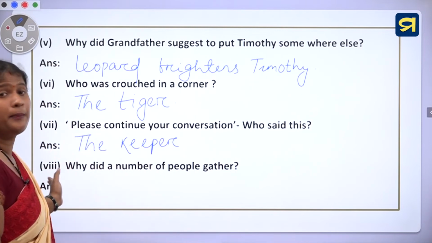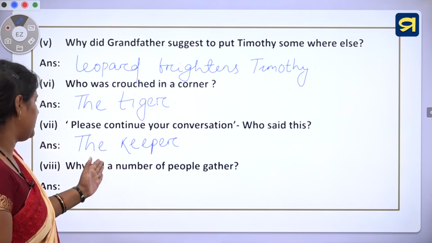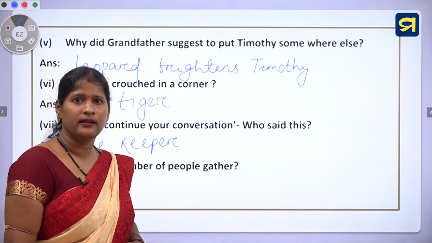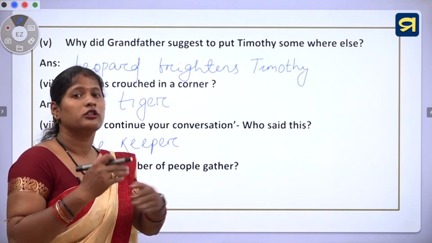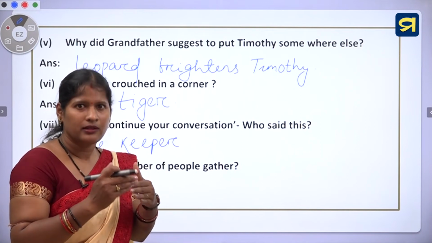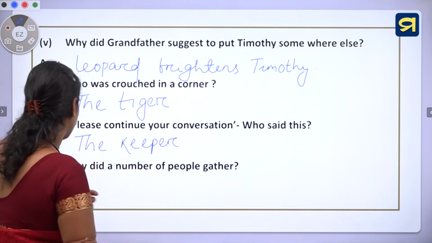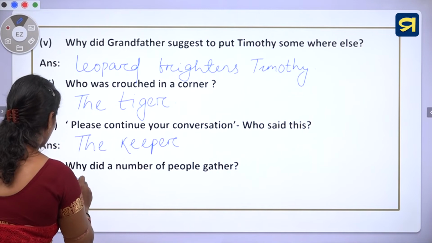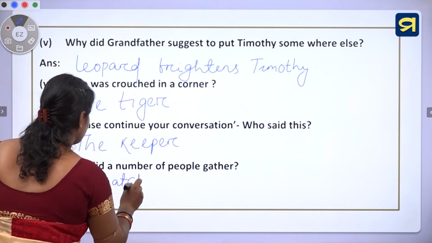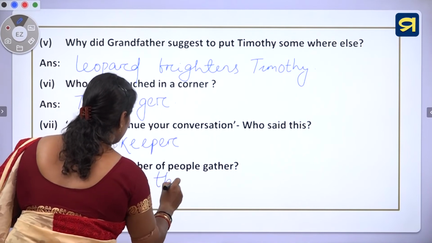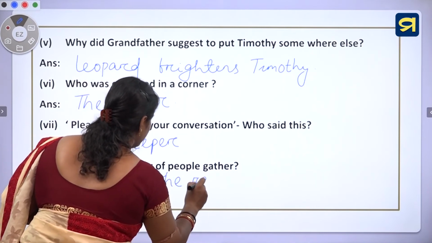Okay, children. Number 8. Why did a number of people gather? Very good. Because they saw the reunion. They were surprised. To watch the reunion.